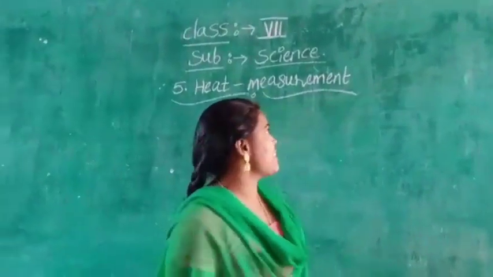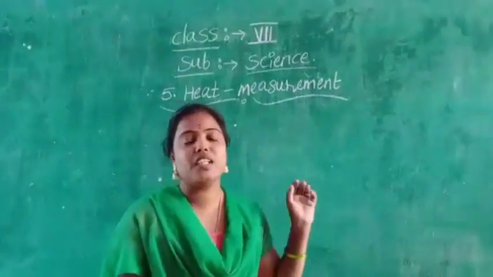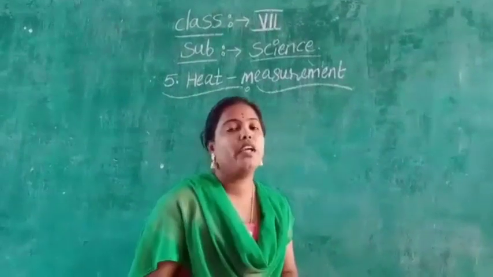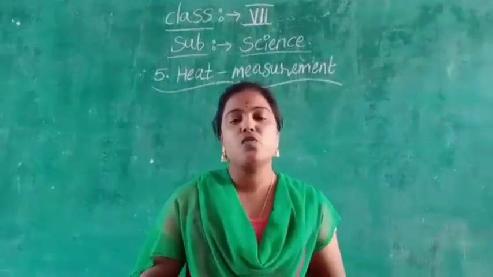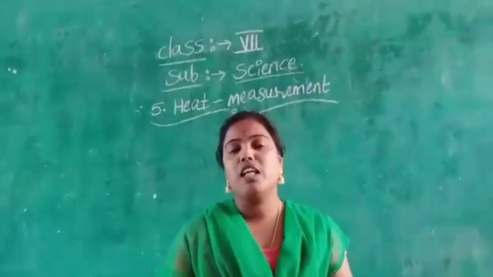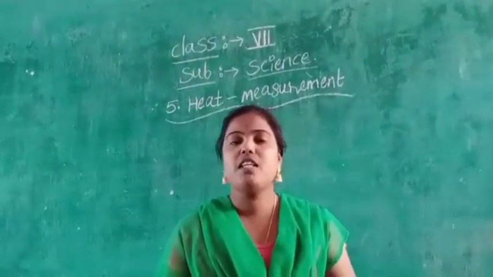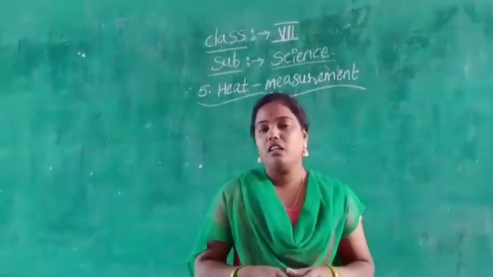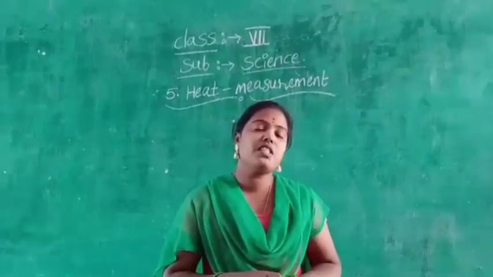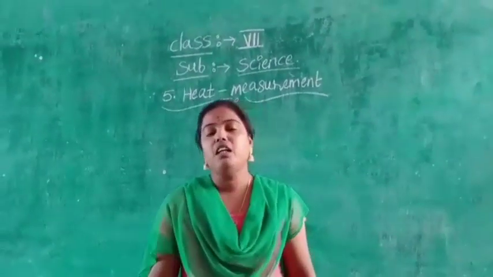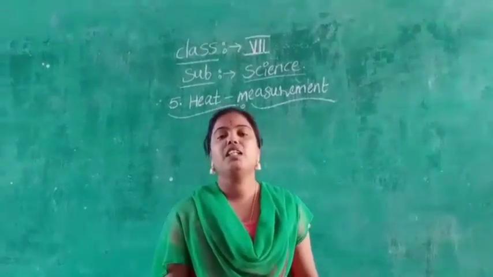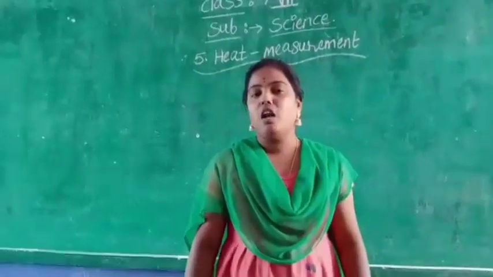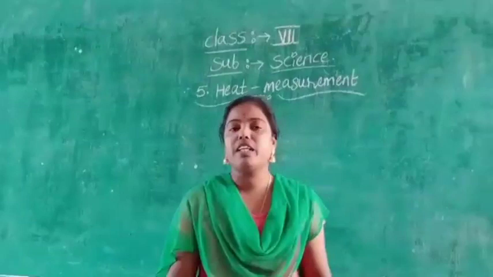We are going to discuss the 5th chapter, heat and measurement, from 7th class science. Children, in previous classes we discussed the thermometer, its structure and how it works. A thermometer is made of glass and contains a shiny metal, mercury, in a small, long, narrow tube called the capillary tube.